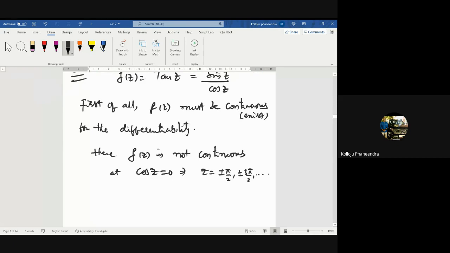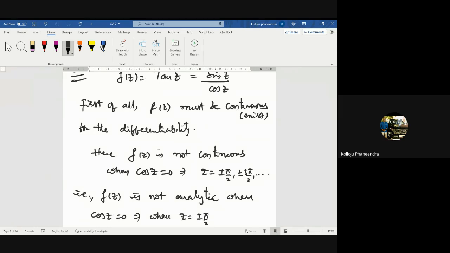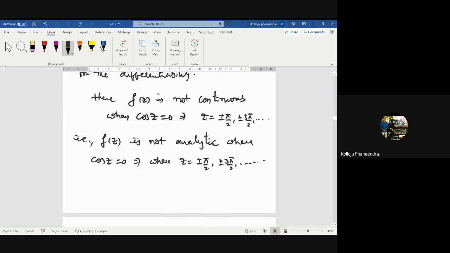Now it is not continuous when cos z equal to 0. I will write, when cos z equal to 0, denominator is equal to 0, right? That is, it is not continuous means not differentiable. Not differentiable means not analytic, right? That is, f of z is not analytic when cos z equal to 0. That means when z equal to plus or minus pi by 2, plus or minus 3 pi by 2, and at infinitely many, plus or minus odd pi by 2.